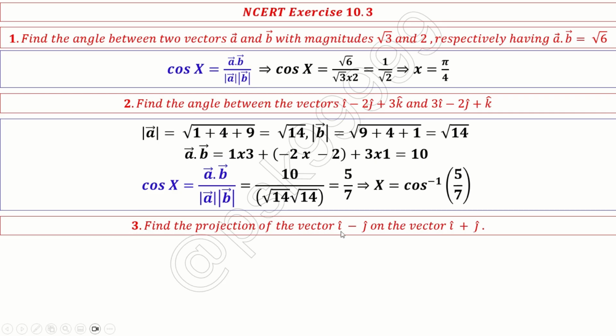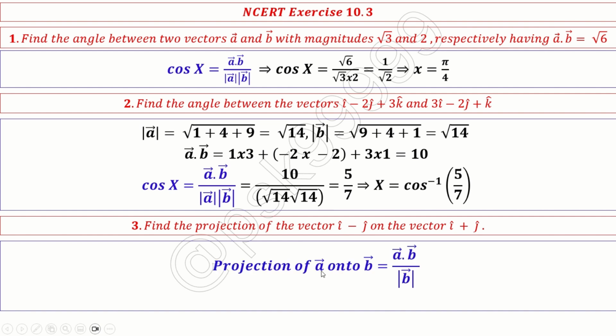Find the projection of vector i minus j on the vector i plus j. This is simple. The projection of vector a onto vector b is given by the scalar product divided by the magnitude of the second vector, the one we are projecting onto. If I calculate this, a bar dot b bar is equal to 0. If you imagine two-dimensional space, this is 1 comma minus 1, this is 1 comma 1. If you draw a line from the origin, they are 90 degrees, and if they are 90 degrees, the scalar product is 0. So this projection is 0.